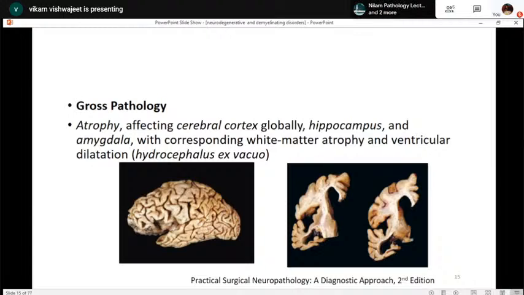And in this picture, what you can see is there is generalized cortical atrophy with widening of sulci and narrowing of gyri. So this is a coronal slice, and here you can see there is also atrophy of the hippocampal area and also white matter atrophy, giving a hydrocephalus ex vacuo type appearance.